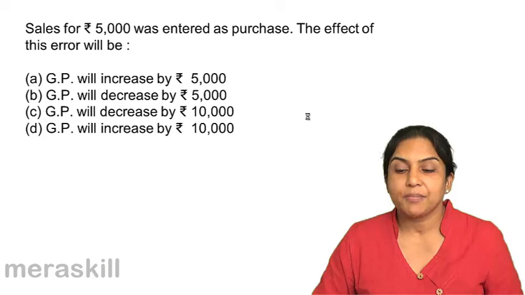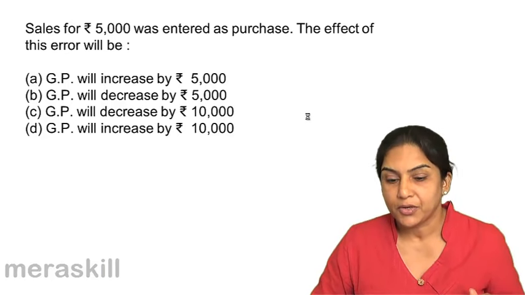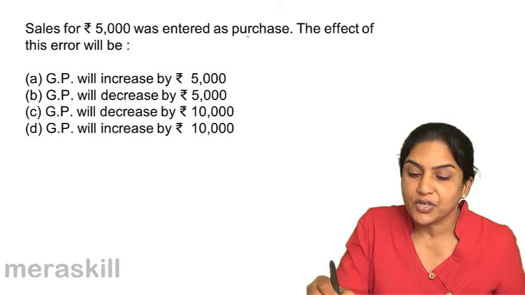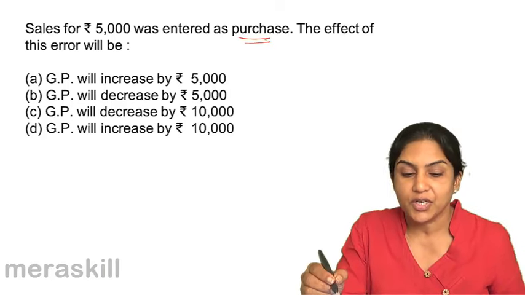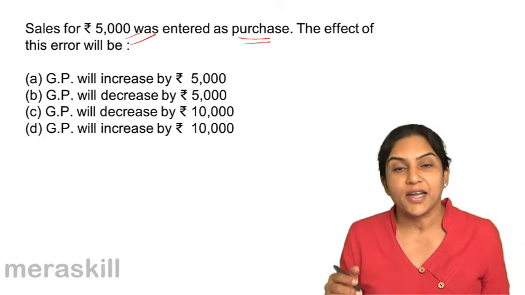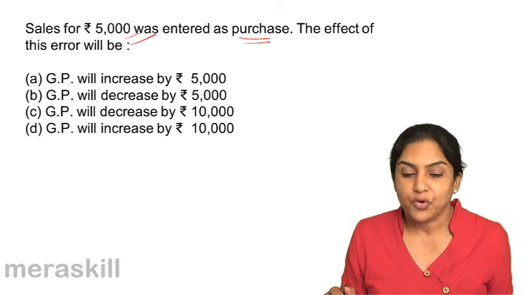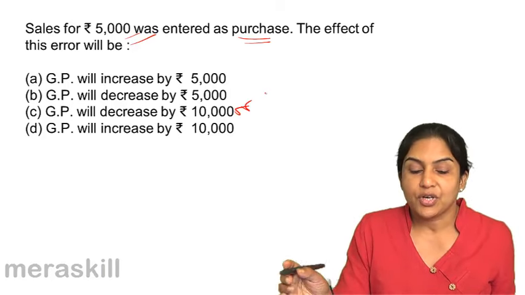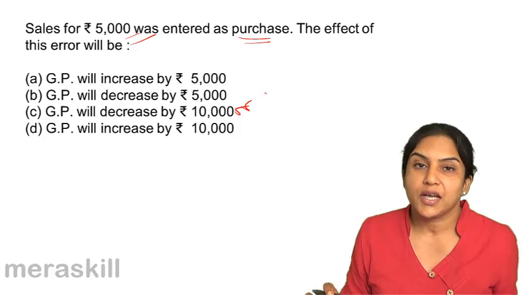If you enter as a purchase, your profit will come down. On account of purchase, it is 5,000 less. On account of sales not being recorded, it's again another 5,000 less. Therefore, GP will decrease by 10,000 on account of this error.